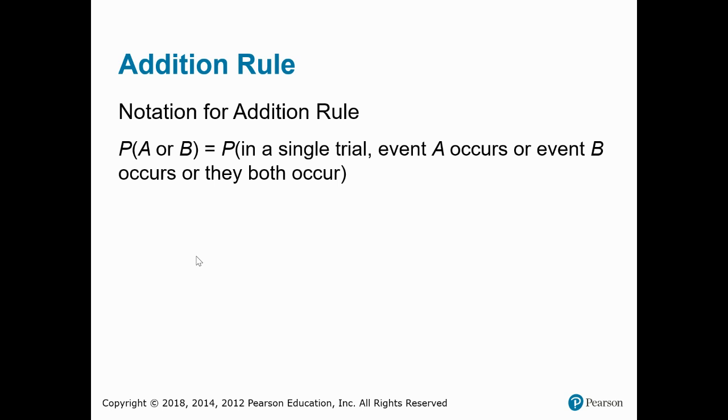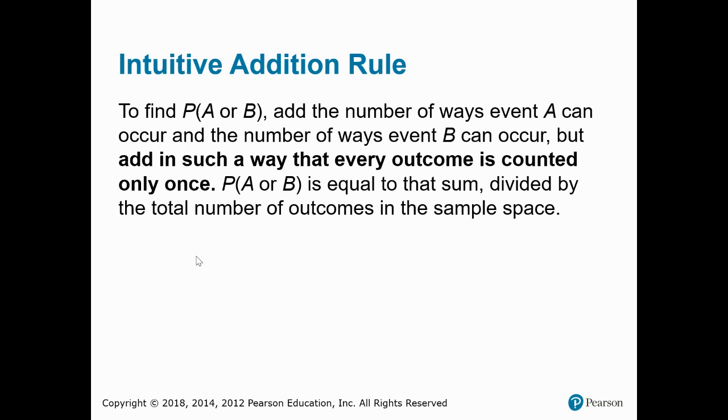So the or is the addition rule. And we add in such a way that every outcome is counted only once. Okay, so each outcome is counted only once in the probability. Probability of A or B is equal to the sum divided by the total number of outcomes in the sample space. We'll see some examples of this, but we want to be careful with the or that we are taking care of counting each outcome only one time.